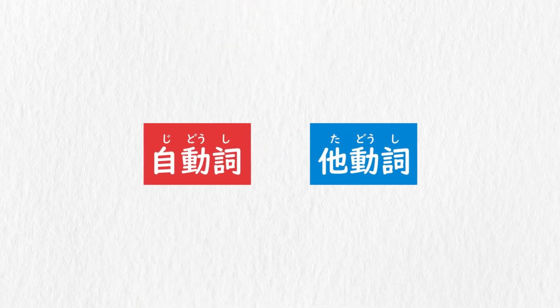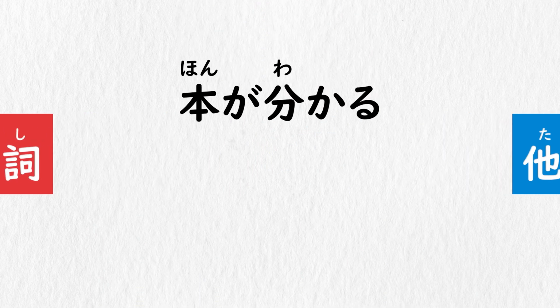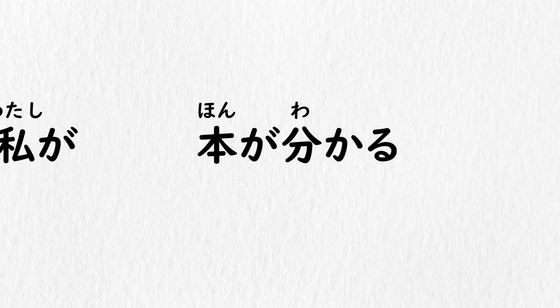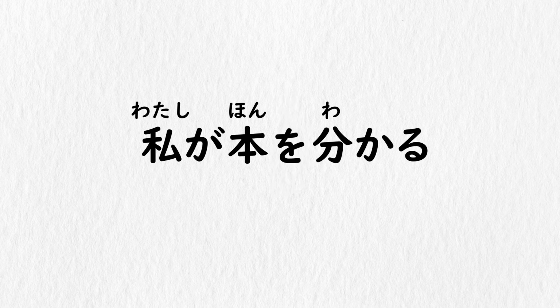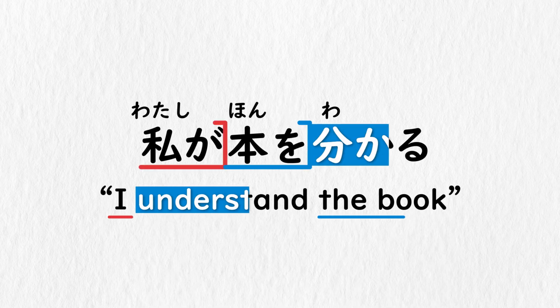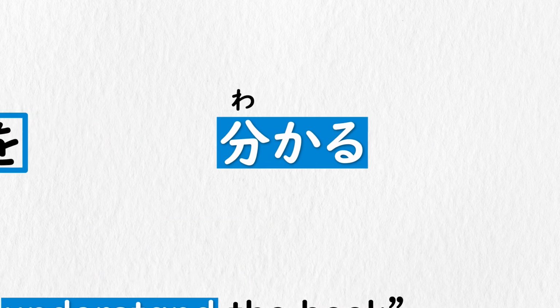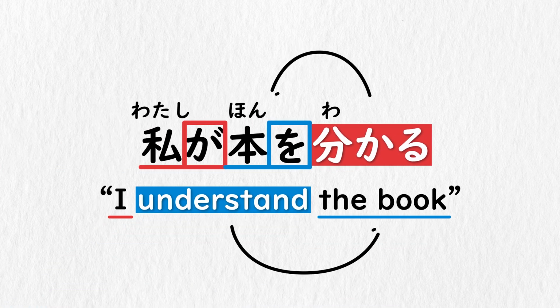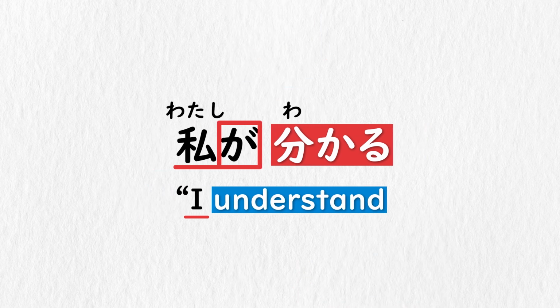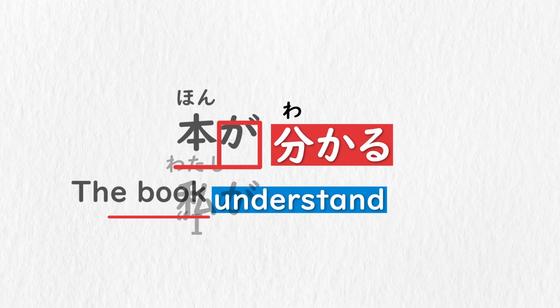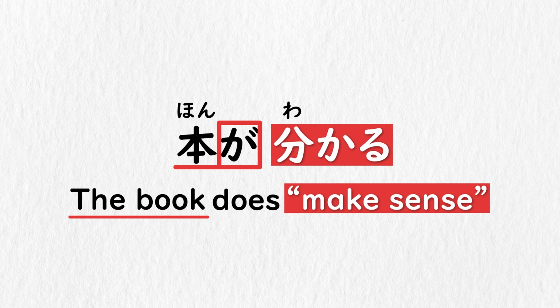This all ties back to jidoushi and tadoushi, because if you're wondering, well, why can't I just say watashi ga hon o wakaru to literally say I understand the book? This is because wakaru is a jidoushi. It cannot affect an other object, and thus cannot take the o particle. This is why hon is the subject and applies the verb to itself.